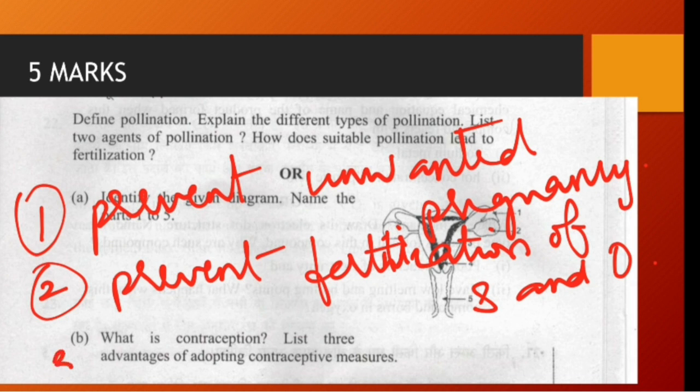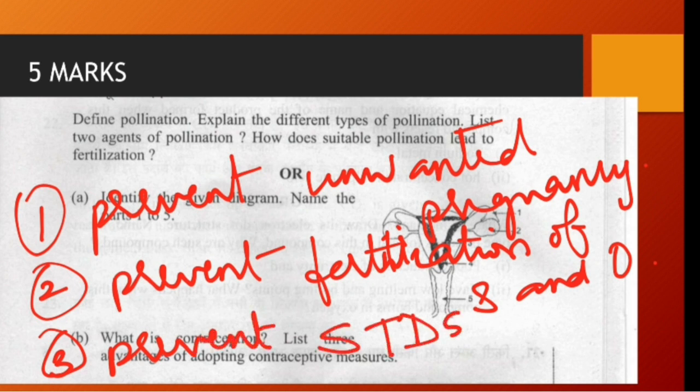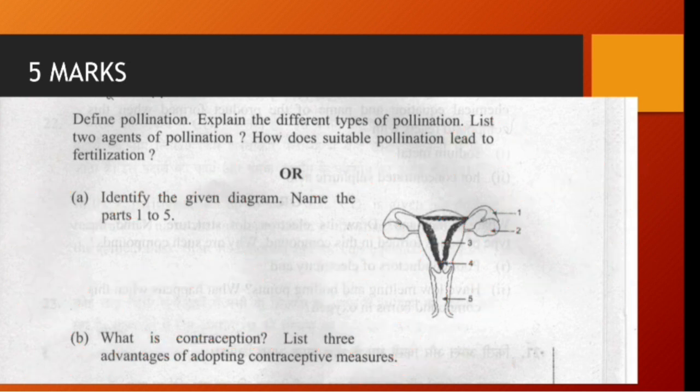Then the third advantage is very important: it prevents sexually transmitted diseases. So one, it prevents unwanted pregnancy. Second, it prevents fertilization of the sperm and the ova. And third, it prevents sexually transmitted diseases. Alright, so these are the 3 advantages of opting for contraceptive methods. I hope you have understood these questions thoroughly.